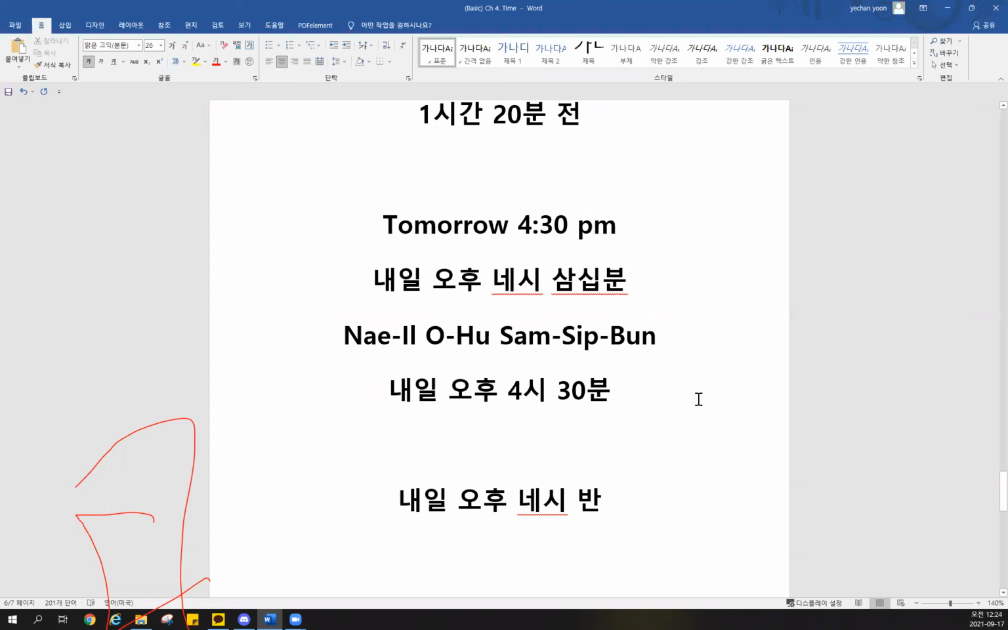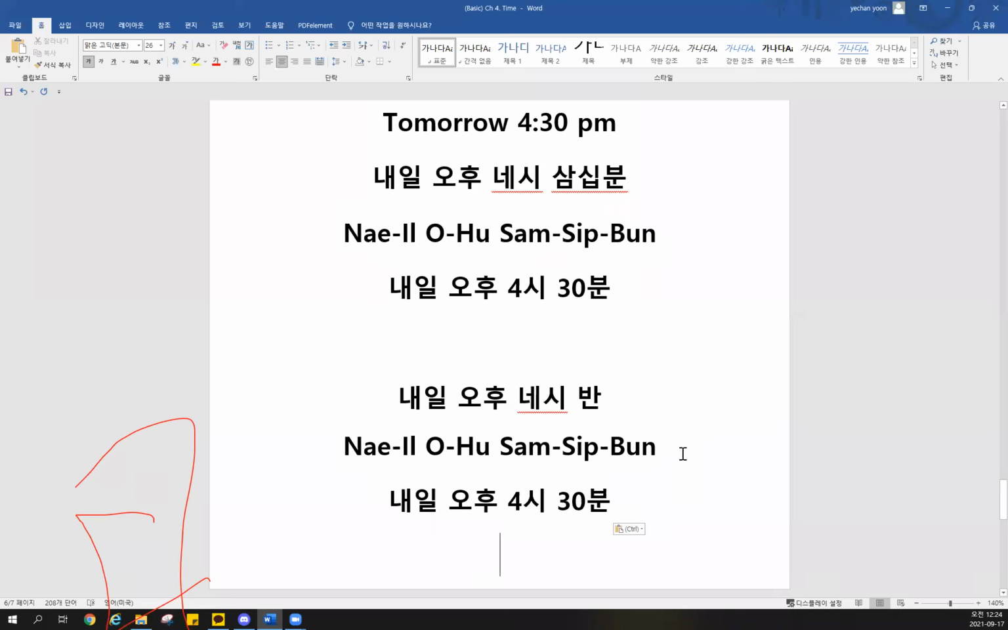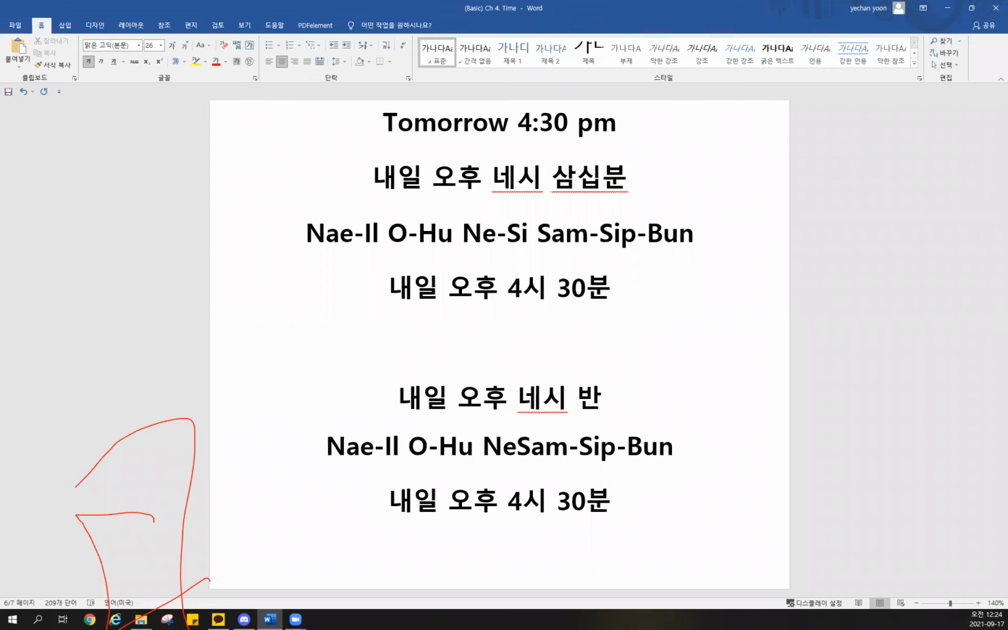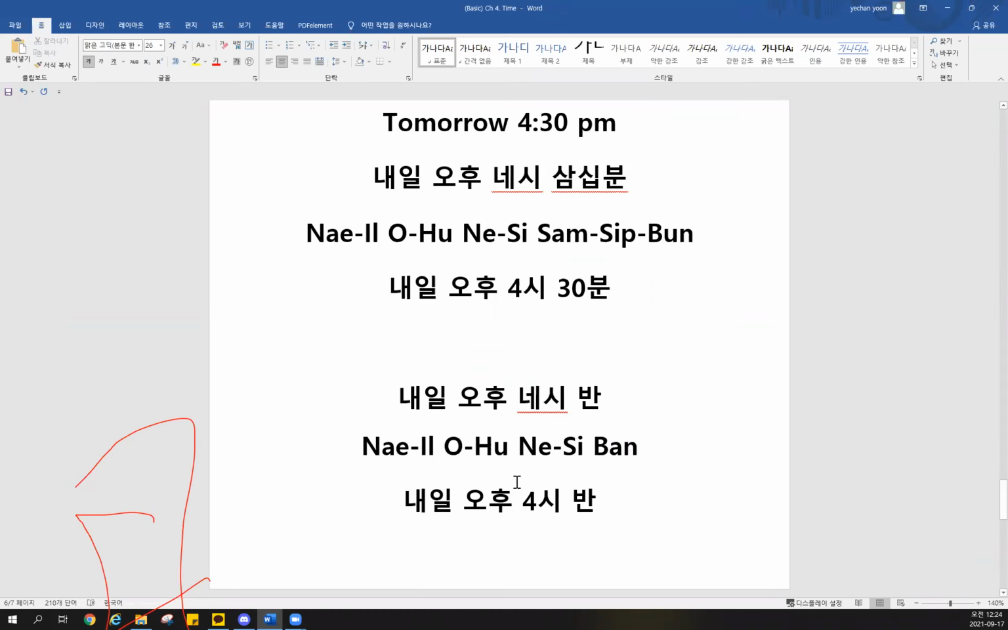And what is it going to be? Copy and paste. So 오후. Oh my goodness, I didn't write the 4시, right? My bad. 4시. Okay. And 4시 반. This one is also going to be 4시 반. Just like this, everyone.